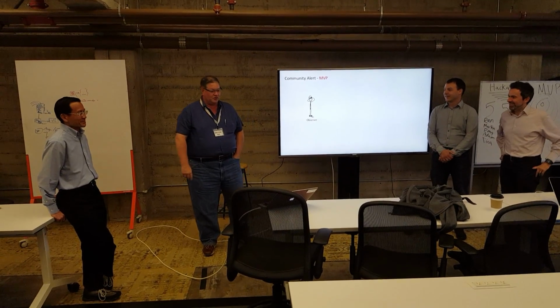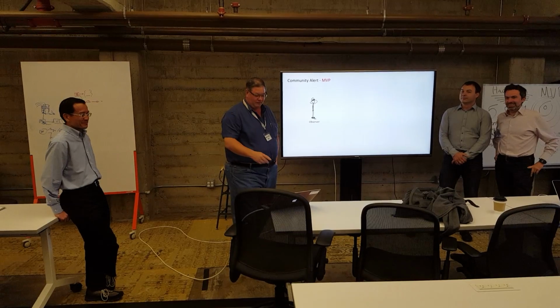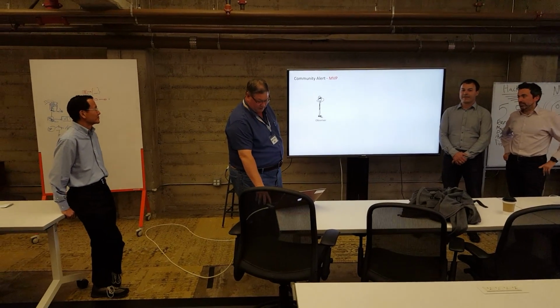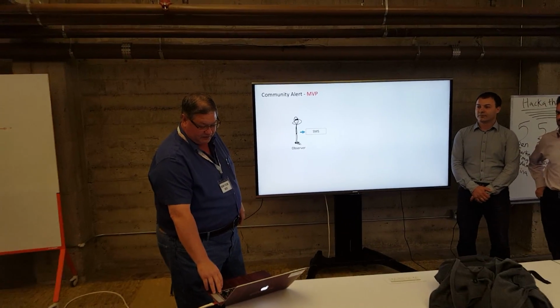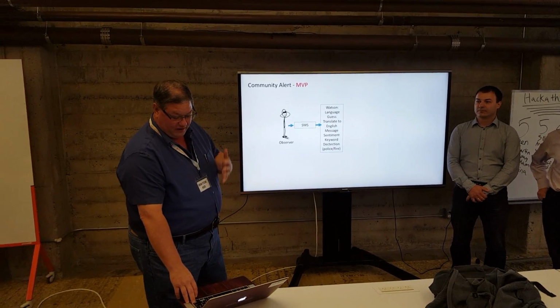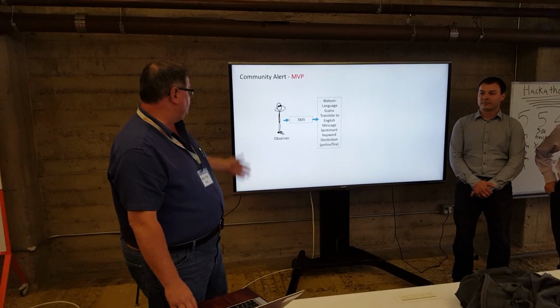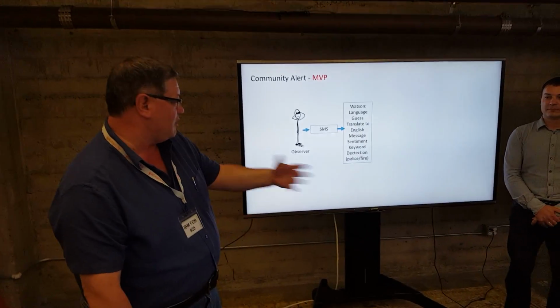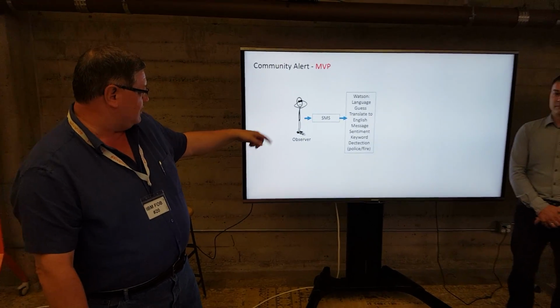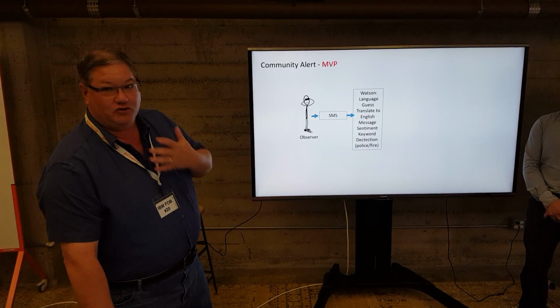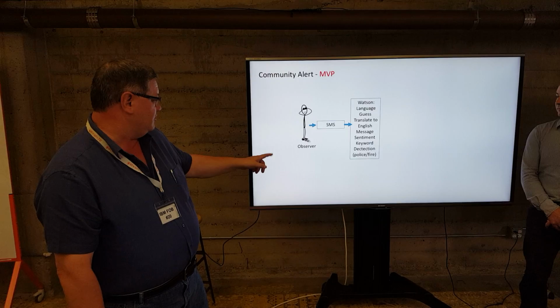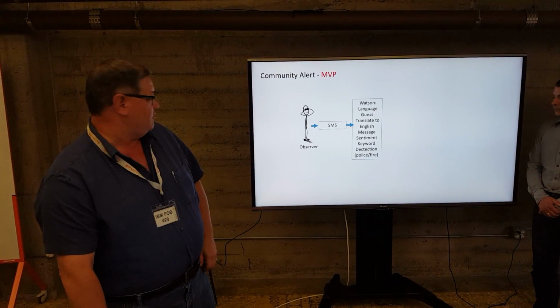Sure. So we have a community alert application here. We've got an observer on the street, and he or she sees something going on, so sends a text message out. We guess what the language is, and we want to translate it to English just for easier processing. Message sentiment, we find out what the attitude or the emotion is behind it. And we do some keyword detections: fire, police, some elemental things like that.